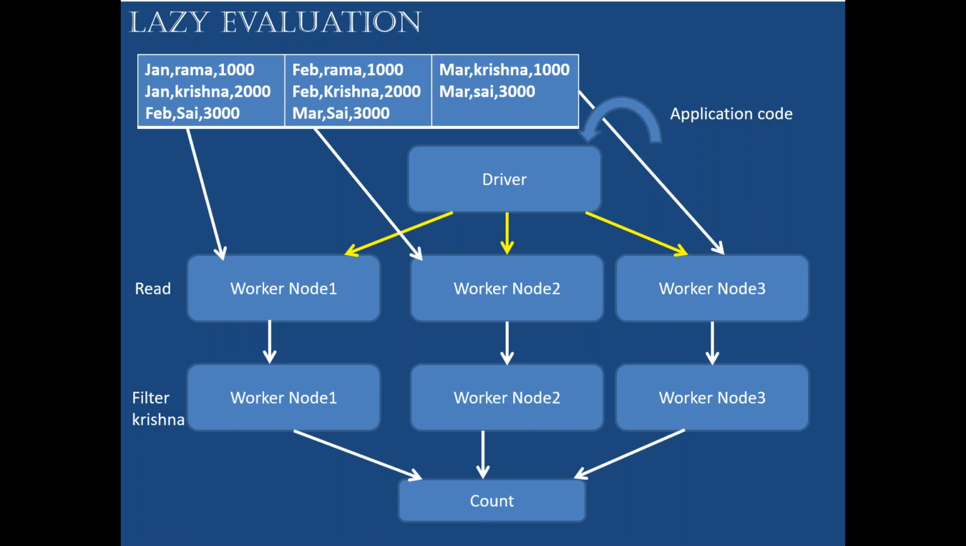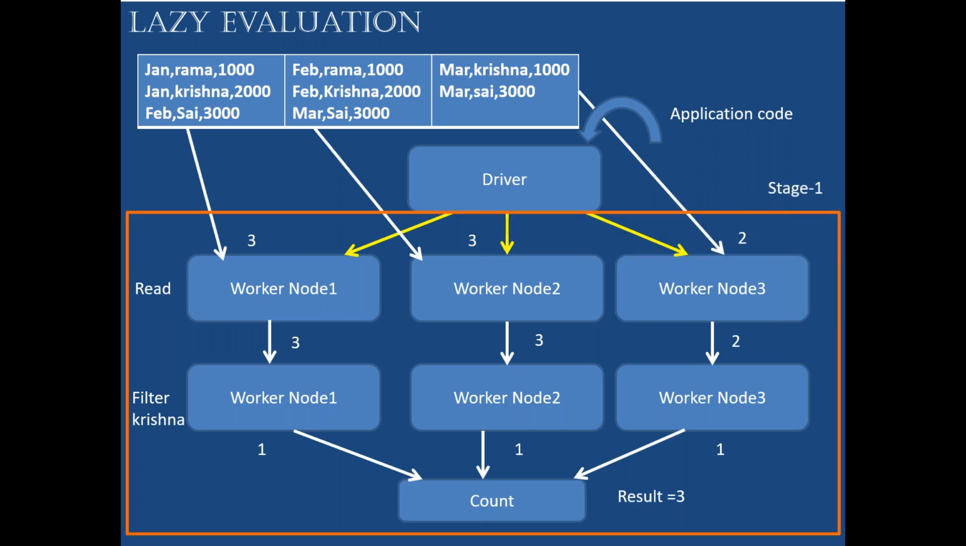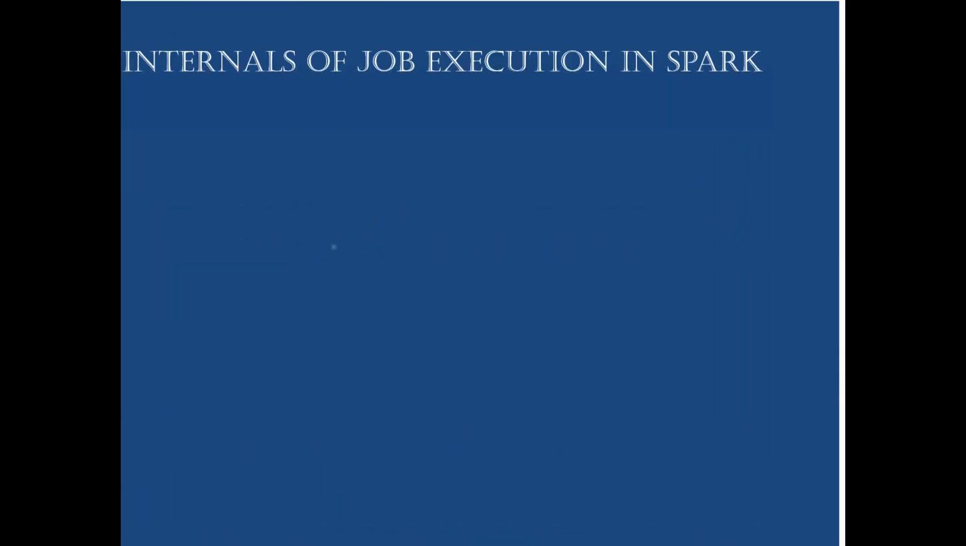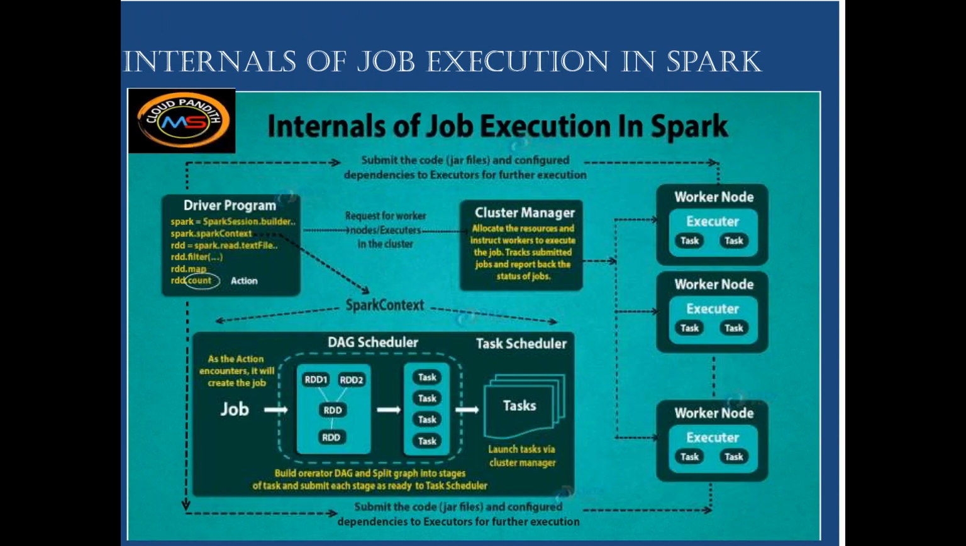When I use count, it immediately starts reading the records, then filters them out and counts one record here, one record here, one record here, and simply tells you result equals 3. So I have written the entire code, but until I apply an action, the actual transformation does not execute. Result equals 3. Clear? Only one stage gets created here because there is no shuffling of data. Internal job execution, we have seen yesterday.